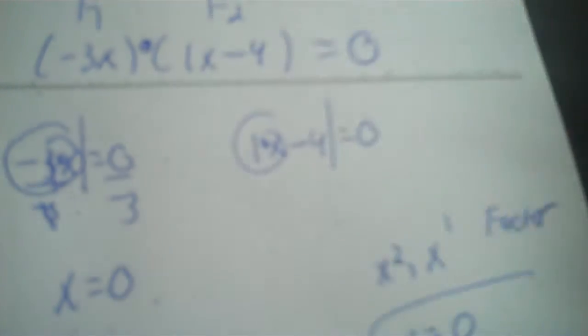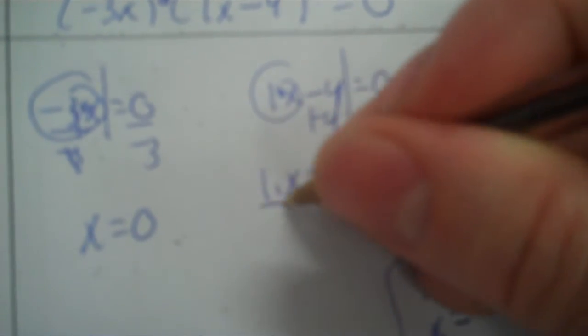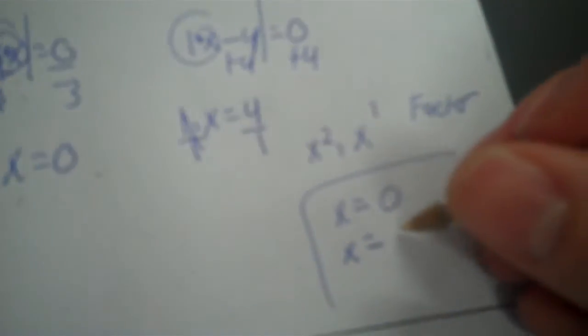So I divide by negative 3. 0 divided by negative 3 is 0. Times 1 minus 4. So you take out your minus 4 with a plus 4. So that's 4. You divide each side by 1, and that's 4 as well. So 0 and 4.